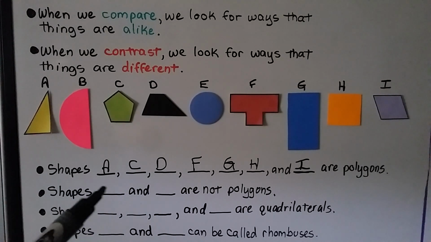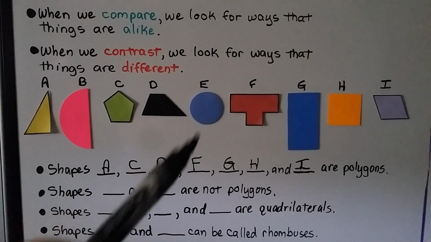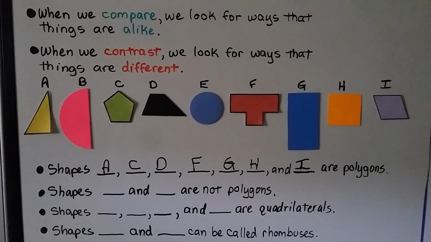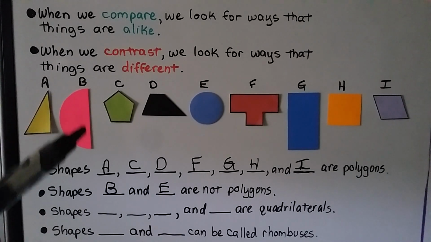It says shapes blank and blank are not polygons. Well, we just found them, didn't we? We found that because B and E have curves, they're not polygons. So that's B and E. Shapes blank, blank, blank, and blank are quadrilaterals. Well, the definition of a quadrilateral is it has 4 sides and 4 angles. So it's not A, that's got 3 sides, it's a triangle. That doesn't have 4 sides.